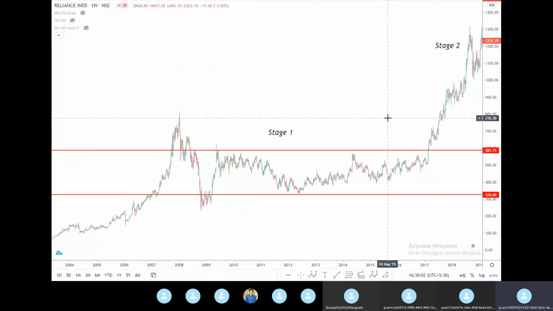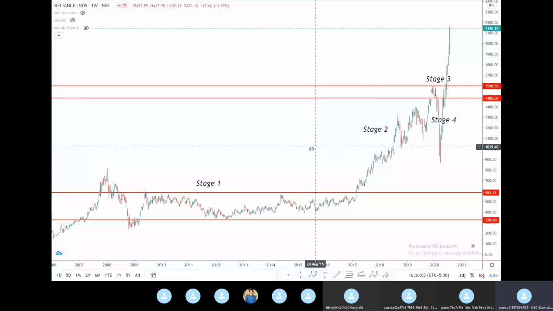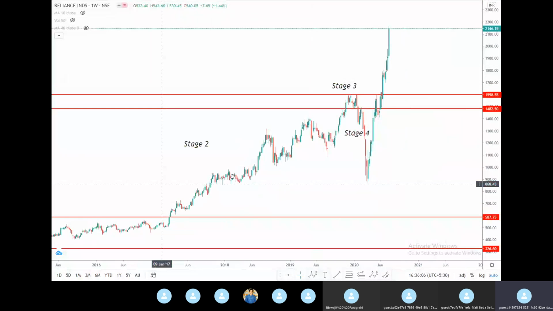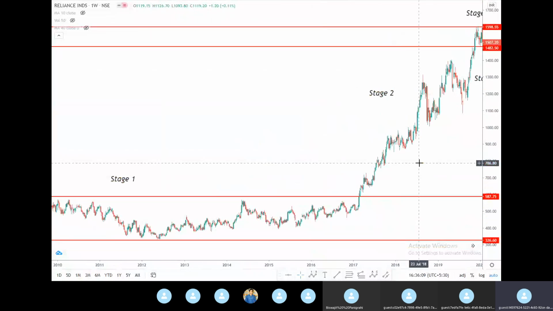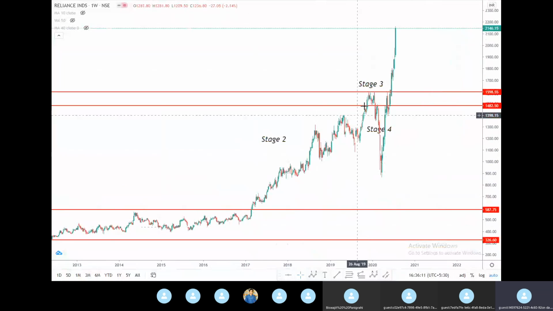So what happened here, it zoomed up and it gave a huge percentage. This is stage 2. It zoomed up and went from 597 to 1594. Now I'm not saying that you should buy here and sell here. That is not the way it works. But you should be a part of this stage 2. You don't have to be in here for the full time, but you should be a part of stage 2.